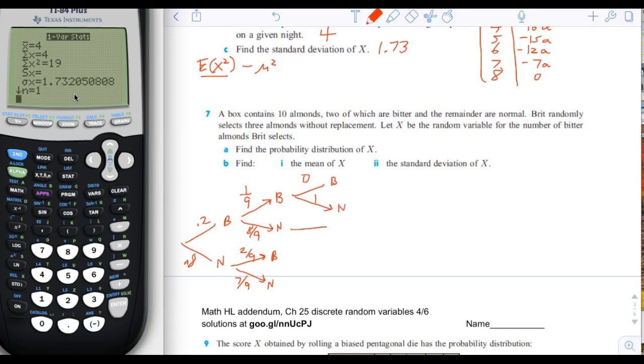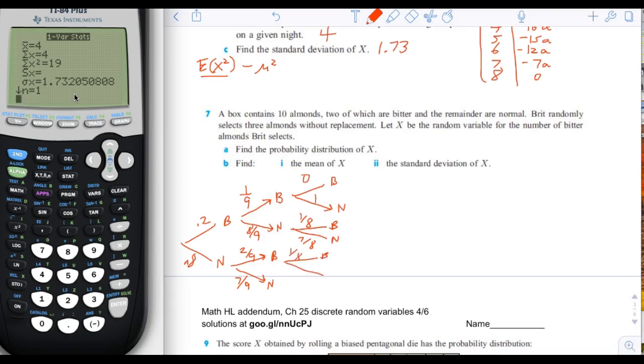And if we only chose 1 bitter, then there is a small chance of getting a bitter again. It would be 1 out of 8, and there is a 7 out of 8 chance of getting a non-bitter. And then on this one, if we already chose 1 bitter, again, we have a 1 in 8 chance of getting a bitter.